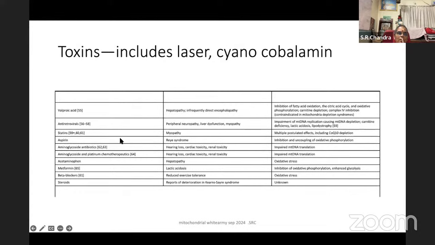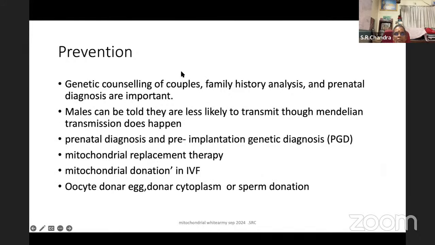Then these are the various toxins: valproic acid, antiretroviral agents, statins, aspirin, aminoglycosides, chemotherapeutic agents, acetaminophen, metformin, beta blockers, steroids, and laser. Prevention, genetic counseling of couples, family history analysis, and prenatal diagnosis are important. Males can be told they are less likely to transmit, though Mendelian transmission does occur. Prenatal diagnosis and pre-implantation genetic diagnosis is important.